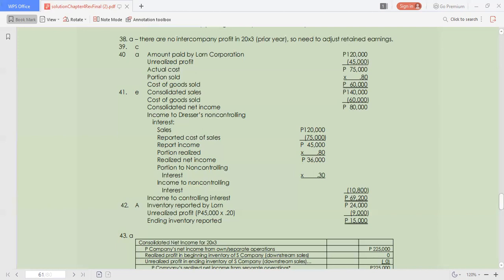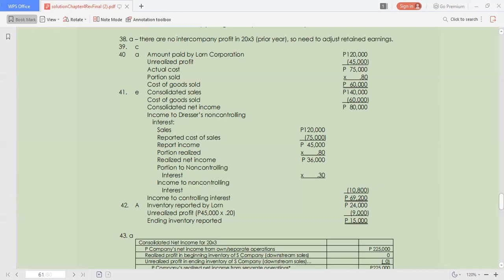69,200. So number 41 is letter E. In number 42, what inventory balance will be reported by the consolidated entity? So the inventory recorded by Lorne is 24,000, and that's for the portion of the inventory unsold. And we have now the unrealized profit, actually, a total of 45,000. So we have the 20% to be considered at 9,000. So the ending inventory is now 15,000. That's the amount of inventory.